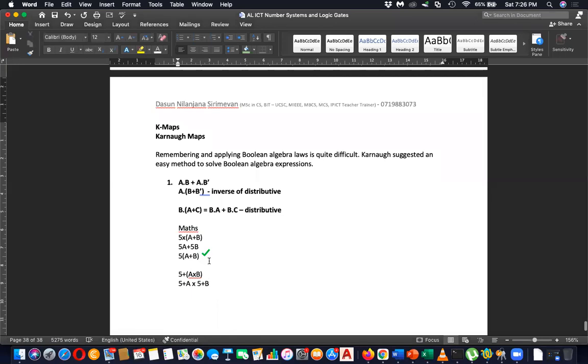Here, the first one also we will add some values. Let's say 5 into 2 plus 3. You can write this as 5 into 2 plus 5 into 3. This is according to mathematics. Then the answer is 5 into 2 is 10, 5 into 3 is 15, 10 plus 15 is 25. Or this can be solved like this: 2 plus 3 is 5, 5 into 5 is also 25. So this is correct in mathematics.